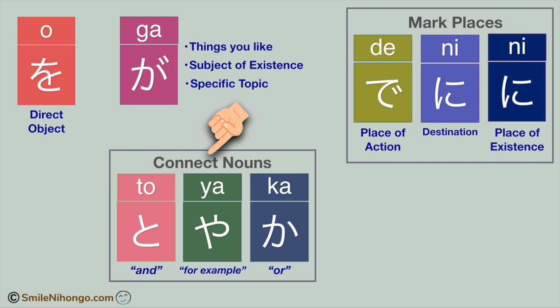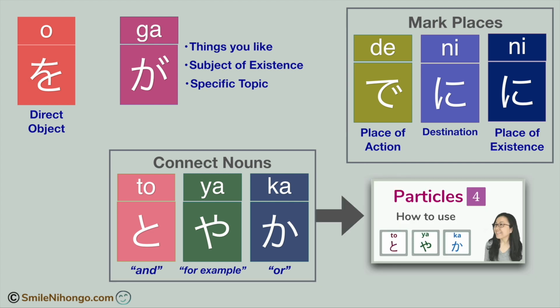These three particles connect nouns. と is used when you say A and B. や is to say A and B, for example. か is to say A or B. For the particles と, や, か, you can watch this lesson to learn more. I'll leave the link to the lesson in the description box below.